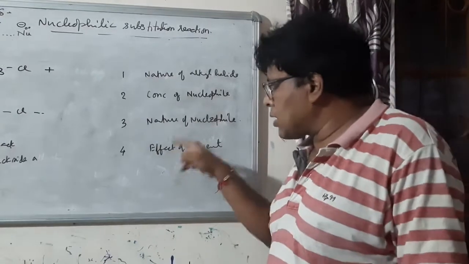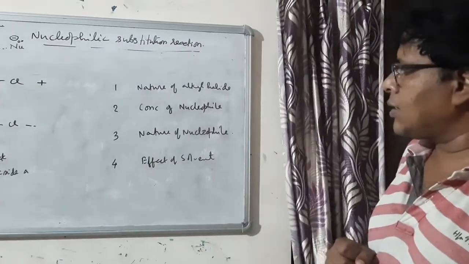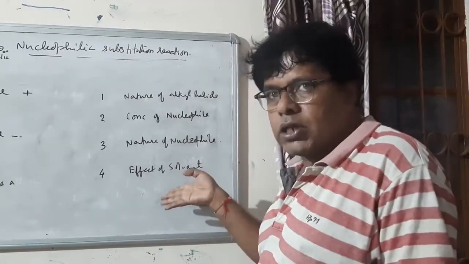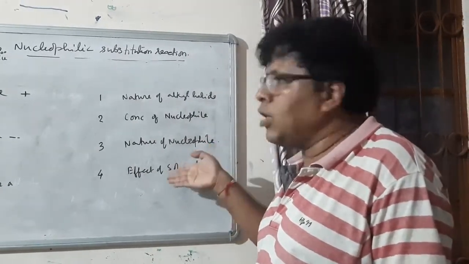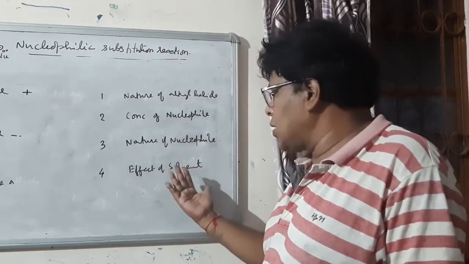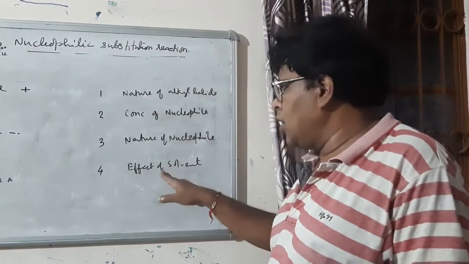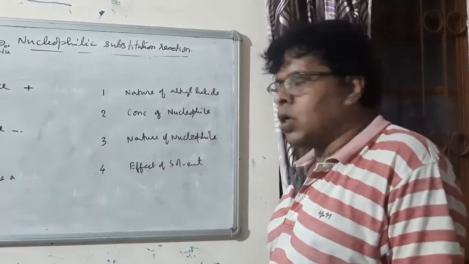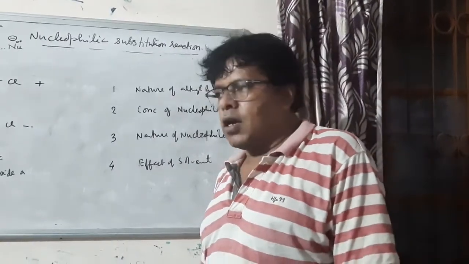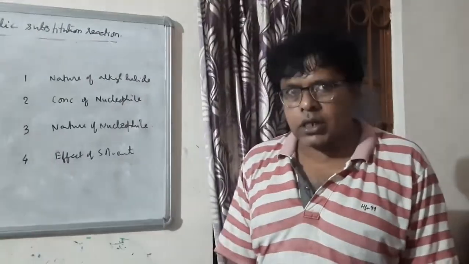And last but not the least, the effect of solvent. It is seen that if the solvent is polar in nature, then it goes by the SN1 pathway, and if the solvent is not polar, or the polarity is less, then it goes by the SN2 pathway. So this is what we have discussed about nucleophilic substitution reactions.